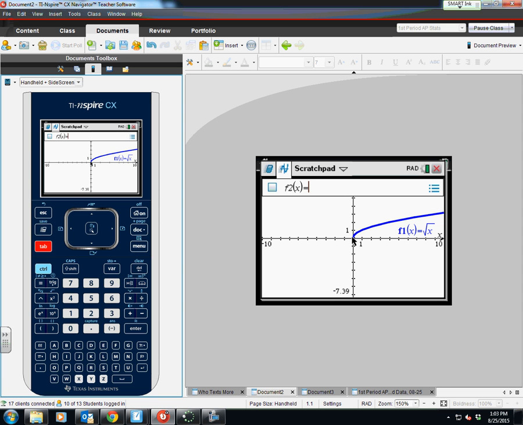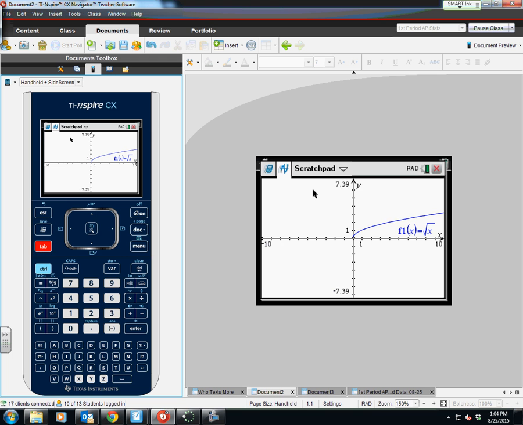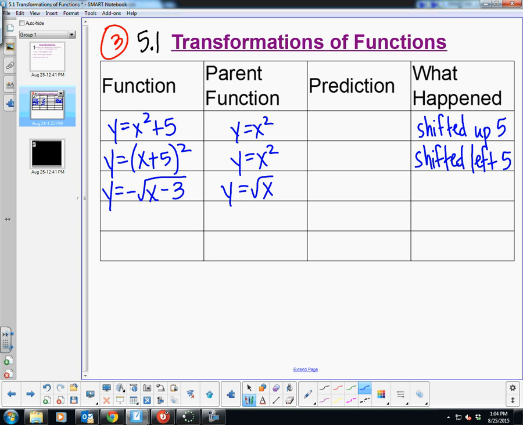So after you have square root of x, make sure on the second one you do the negative first. Oops, what did I do wrong? Okay, so negative, control, square root of x. And make sure that x minus 3 is in the square root symbol, or under. Enter. Okay, so what happened there? Flipped and right 3. So anyone right on that prediction? Good job. So we flipped and then right 3.